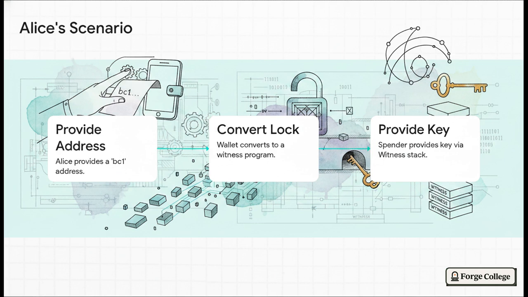Then, fast forward to step 3, when Alice eventually goes to spend that UTXO later on, the network will automatically demand that she provides her unlocking key strictly via that separate witness stack side hatch. So, that simple text address she gave you, it dictated the entire lifecycle of the lock.